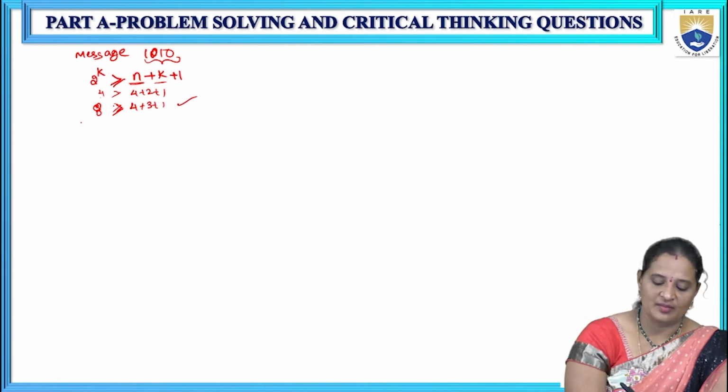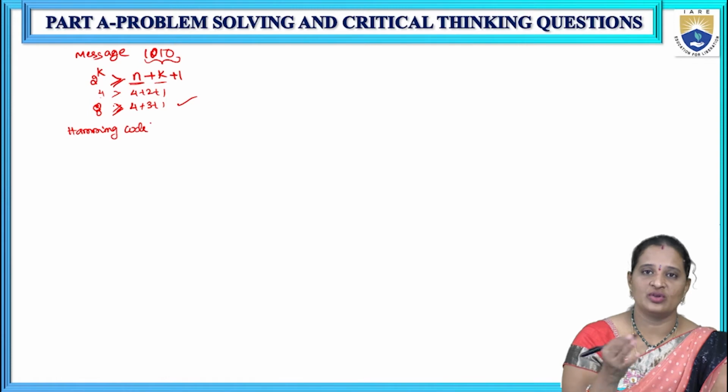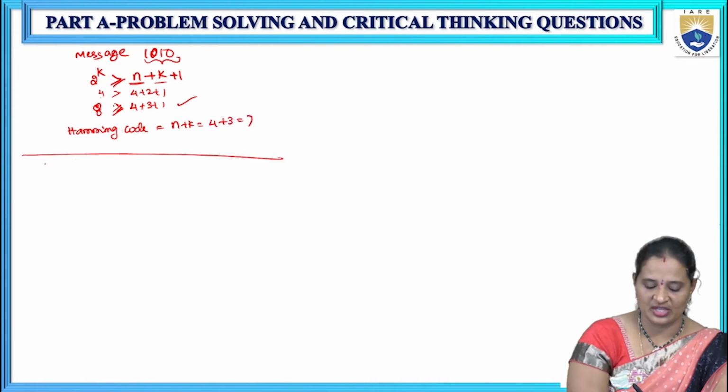So now our Hamming code length. We have already discussed this in some other lecture, so if you have any doubt, you can go through that. The Hamming code length will be n plus k, that is 4 plus 3, 7. So we need to construct a table, which is stating like this: bit designation.